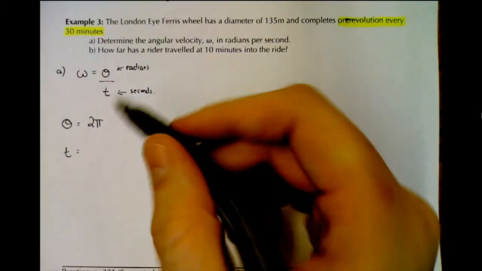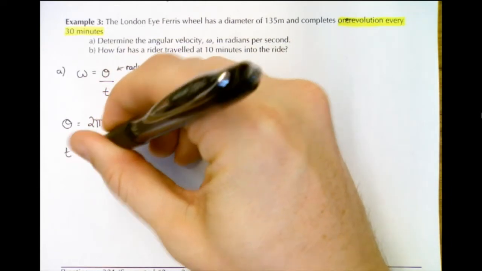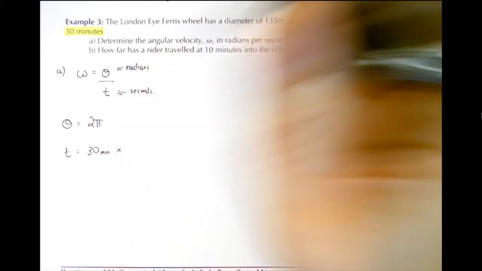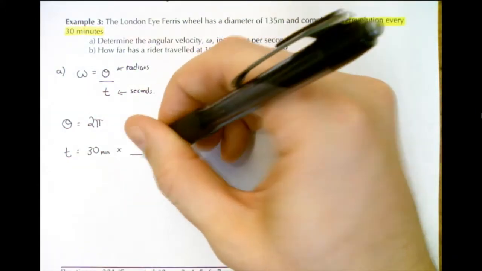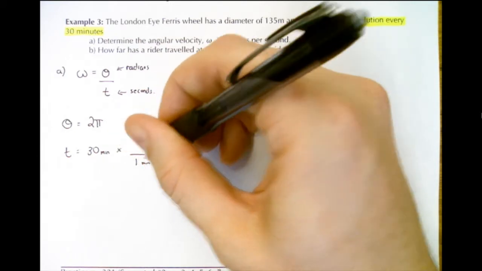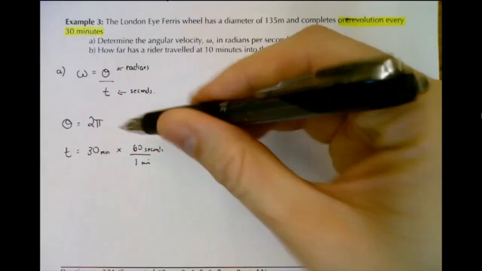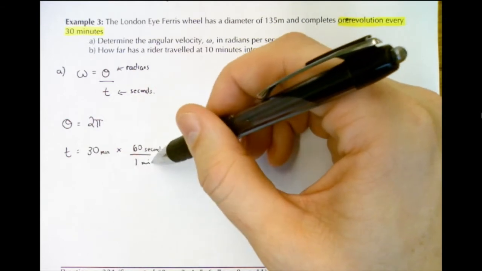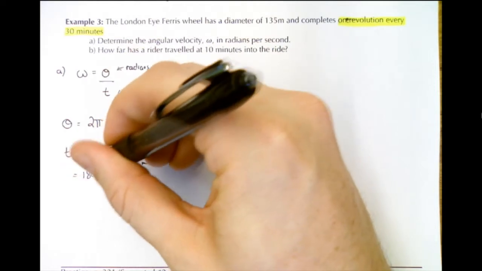So now we know our angle. We've rotated one complete turn, or 2 pi radians. How long did that take? Well, it took 30 minutes. Unfortunately, we want time in seconds, so we have to convert. To convert, we multiply by the units we want, which are seconds. How many seconds are in a minute? Well, in 1 minute, there are 60 seconds. And that's how you convert. Multiply by what you want over what you have, and you always relate it to one of the bigger. 1 minute is 60 seconds. 30 times 60 is 1800 seconds.